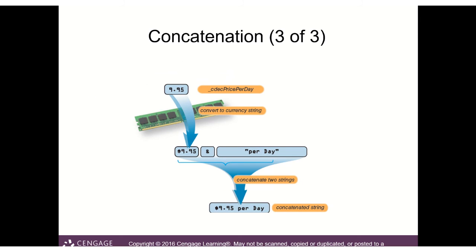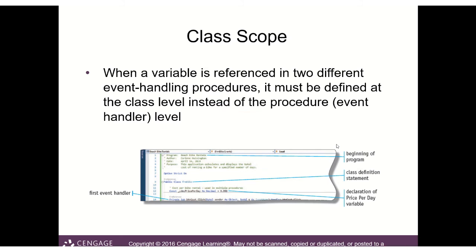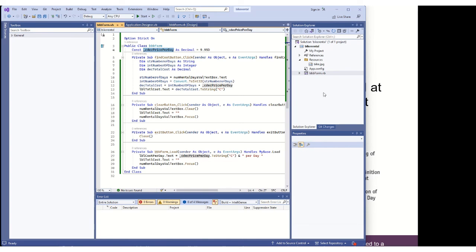So here this AND is the concatenation symbol. That's what is done here. 9.95 is the number, then you convert it to a currency string, then you have the concatenation. So you concatenate two strings to produce this one. Okay. When a variable is referenced in two different event handling procedures, it must be defined at the class level instead of the procedure level. So here we have defined that variable, this one, at the class level, and we called it a constant actually.